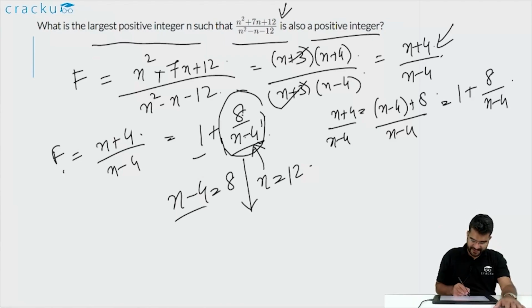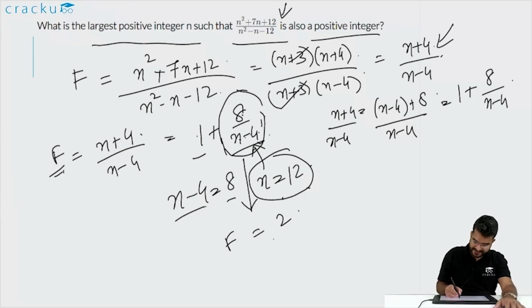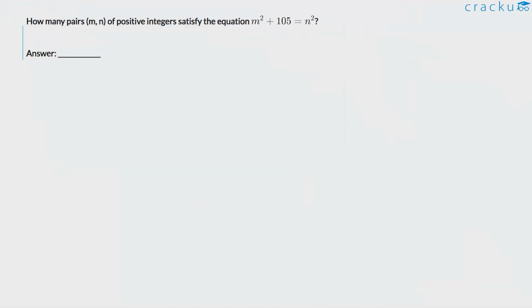So the maximum value of n for which 8/(n − 4) is a positive integer will be when n − 4 is equal to 8 and n is equal to 12, in which case the value of the fraction f becomes 2. Because 8/(n − 4) will become 1 and you have to add 1, so f becomes 2. So the largest positive integer n for which this is a positive integer is 12. That is the answer.